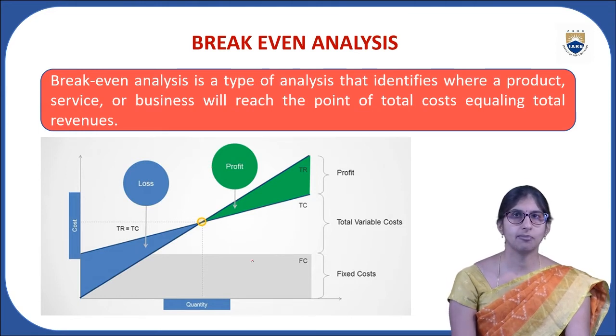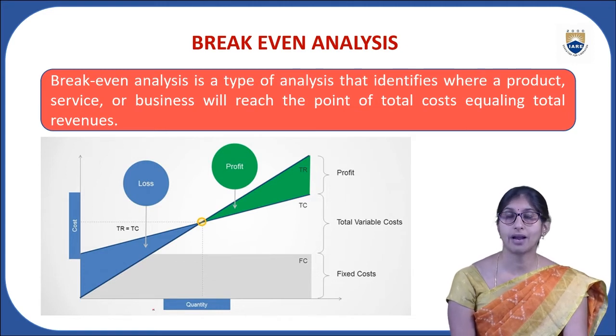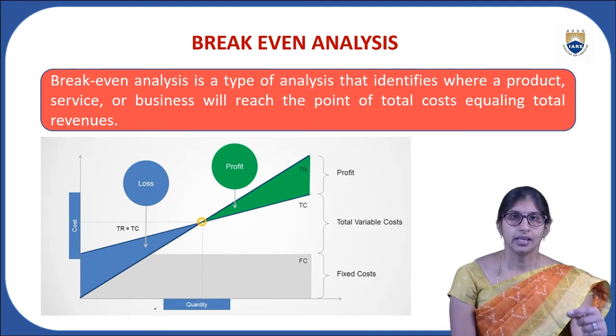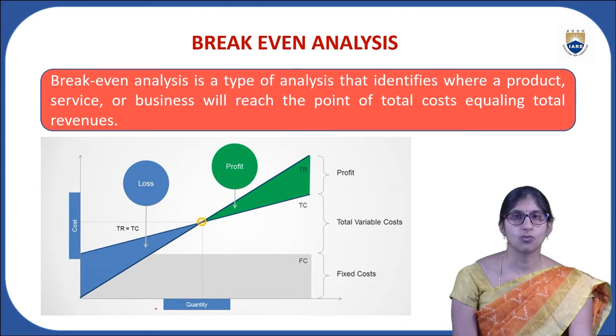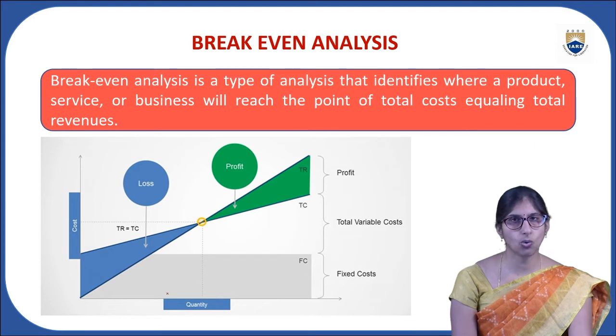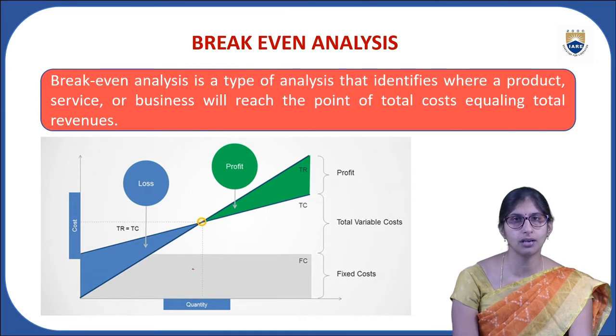So here, with the help of a graph, we can understand in a better way. In the previous session, we discussed what is fixed cost, what is variable cost, semi-variable cost and marginal cost. Here in this break-even analysis, we are going to take only two types of costs, that is fixed cost and variable cost. Now, what is the total fixed cost? What is the total variable cost? Together they give the total cost of the product or service.